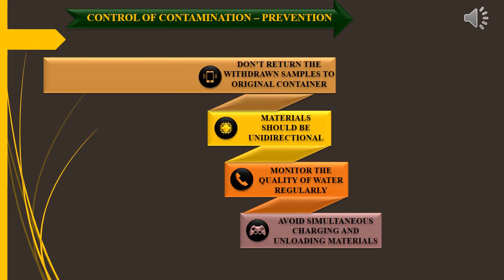And next, don't return the withdrawn samples to the original container. Then material flow should be unidirectional. Then monitor the quality of water regularly and avoid simultaneous charging and unloading of materials. These are the preventive measures to be taken to avoid contamination.